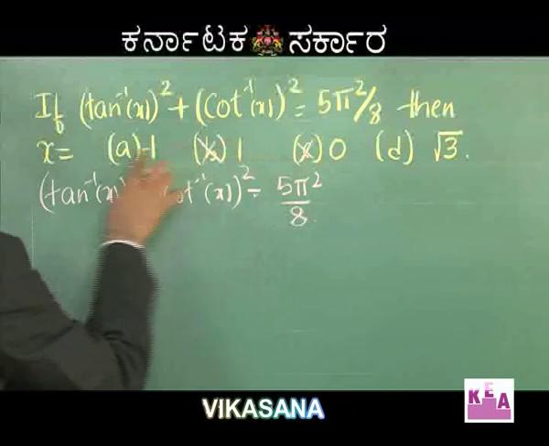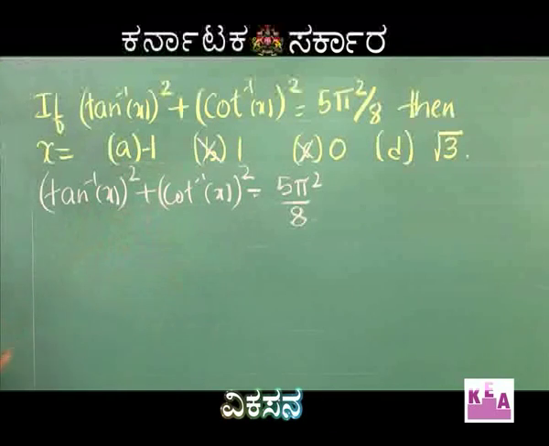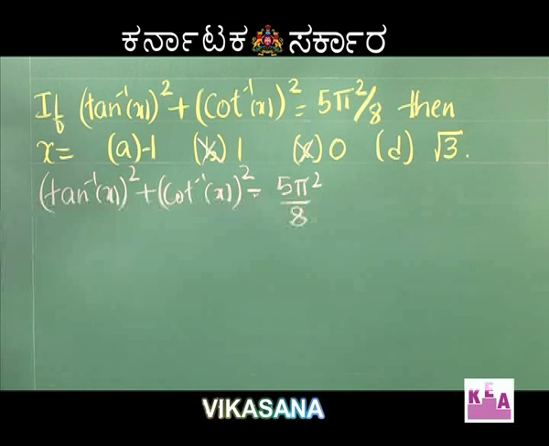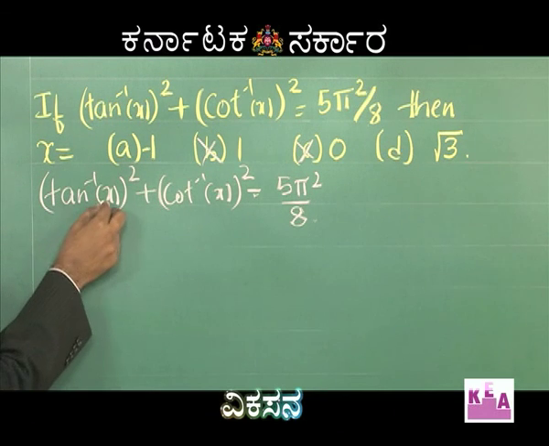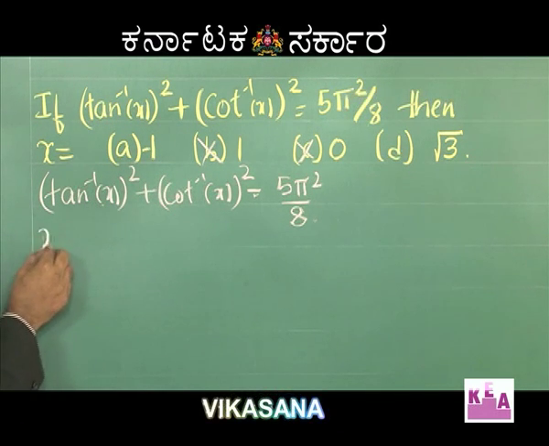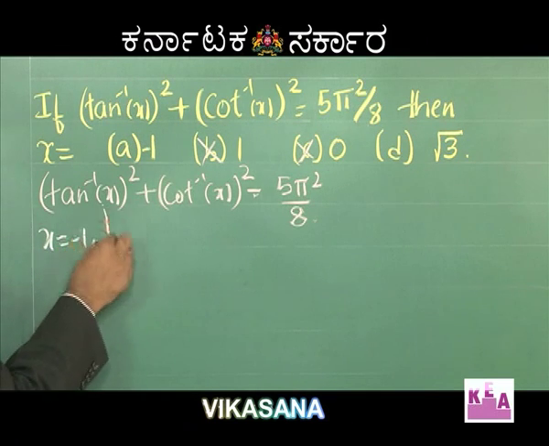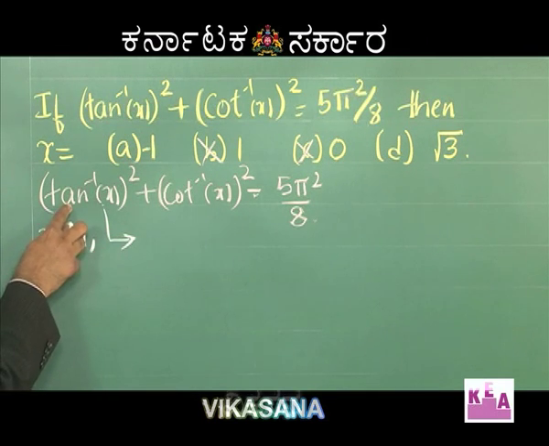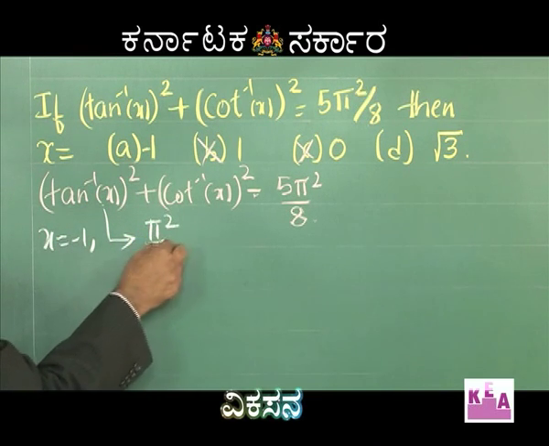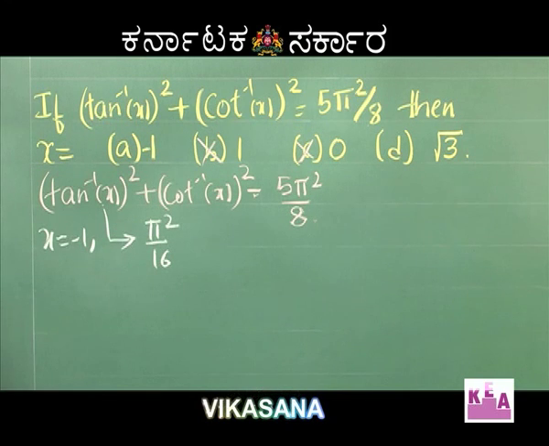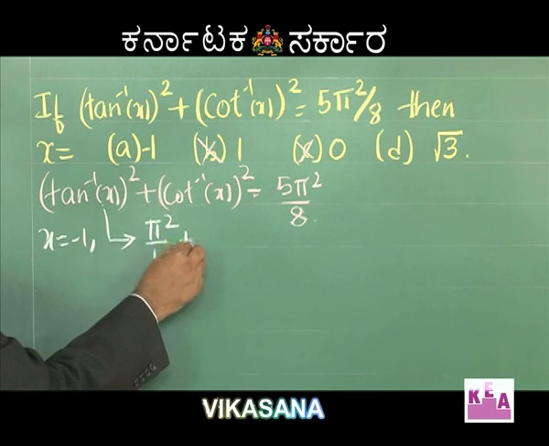Now we are left out with either this or this. One of these two should be correct. Right? As we have 8 in the denominator, it is a relative of 4. So what we can do is, we can try with x is equal to minus 1. What is tan inverse of minus 1? Tan inverse of minus 1 is minus pi by 4. So when x is equal to minus 1, minus pi by 4 whole square is pi square by 16. Do you agree with me? Cot inverse of minus 1 is what?